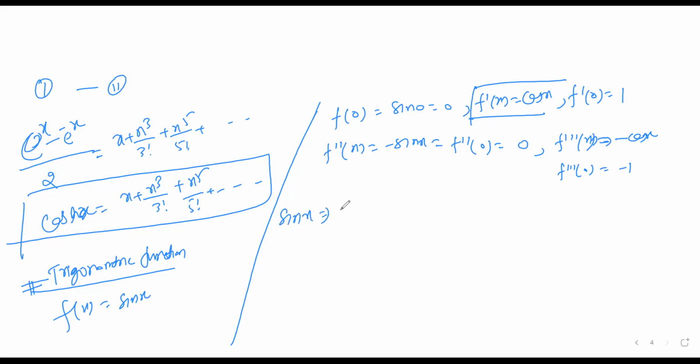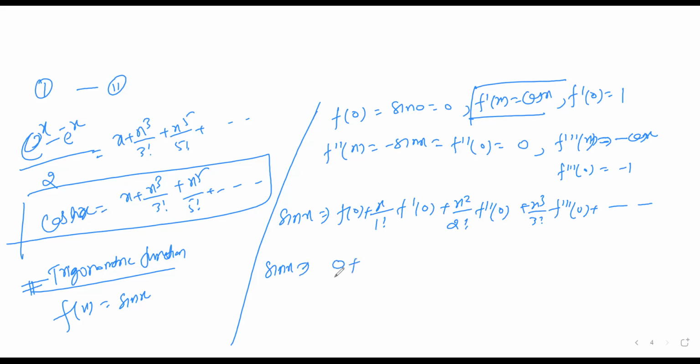The series is given as f of 0, x by 1 factorial, f dash of 0, x square by 2 factorial, f double dash of 0, x cube by 3 factorial, f triple dash of 0, and so on. So write for sin x: f of 0 is 0, x by 1 factorial, f dash of 0 is 1, x square by 2 factorial, f double dash of 0 is how much? It's 0. And x cube by 3 factorial, f triple dash of 0 is how much? It's minus 1. Plus so on.